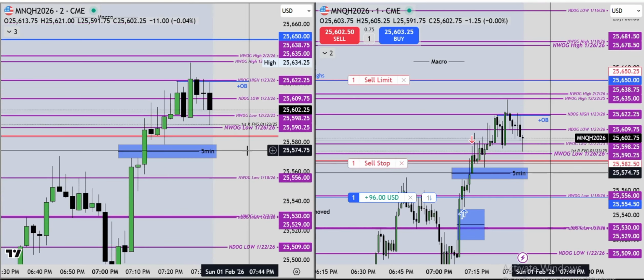But again, I've taken a partial. I'm calm, cool, collected. So now I pretty much move my stop right below that consequent encroachment. I like that displacement that we went below the mean threshold of that order block and then had an energetic move up.